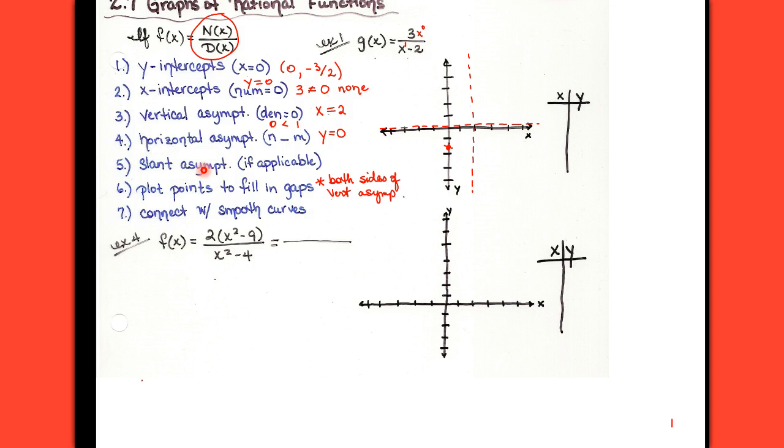Since I had a horizontal, I'm going to skip right over number 5 because there's no way I'll have a slant. So when we get to one that doesn't have a horizontal, then we'll talk about how to know if we have a slant and how to find that.